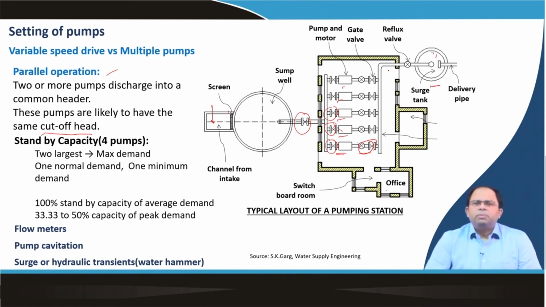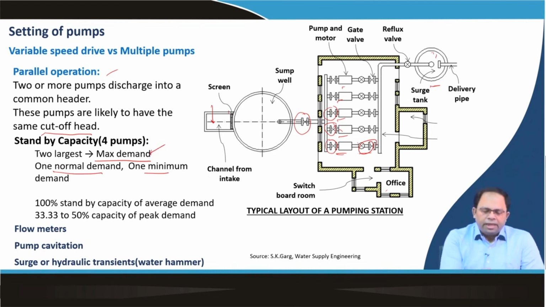But usually a variable speed pump is difficult and costly, and at the same time if you have one pump only, if it falters, you have to have another pump as the backup. So, instead what we do is we have normal pumps, but of different capacity. For example, we have two large pumps which will serve the max demand, and one normal demand pump and one minimum demand pump. So, one of the max demand pumps acts as the backup pump for all the situations.